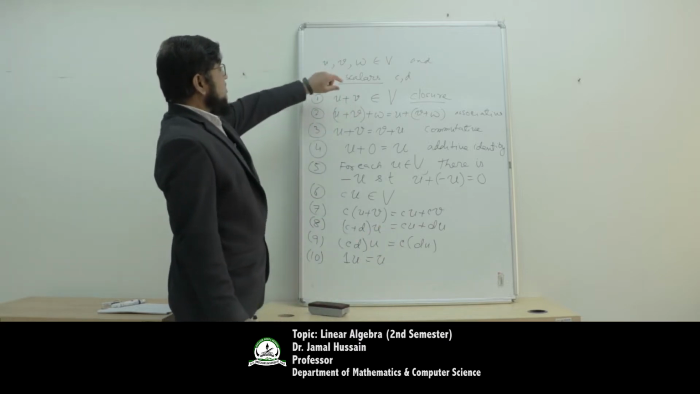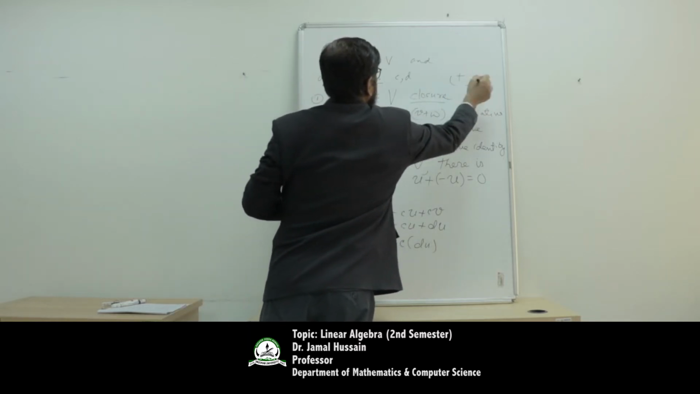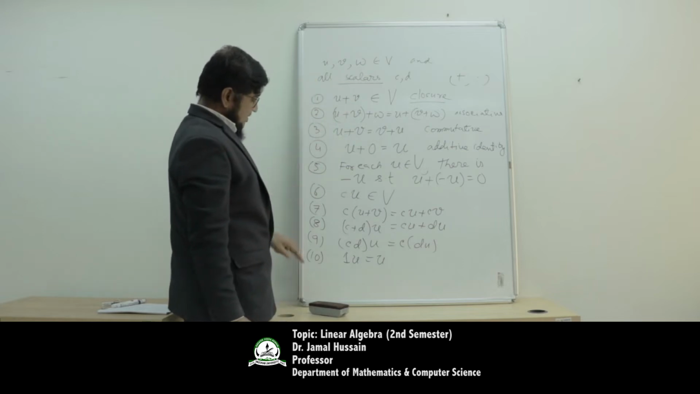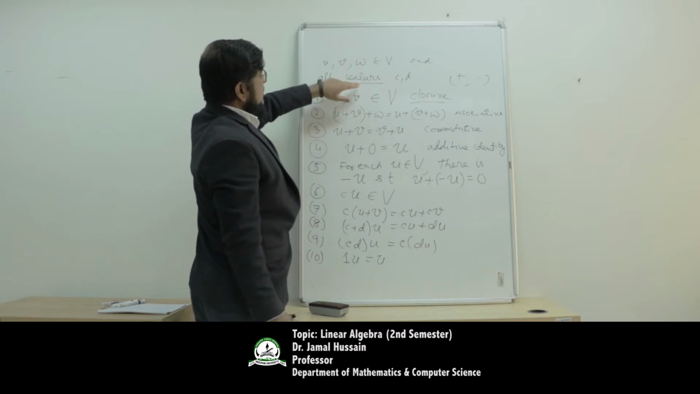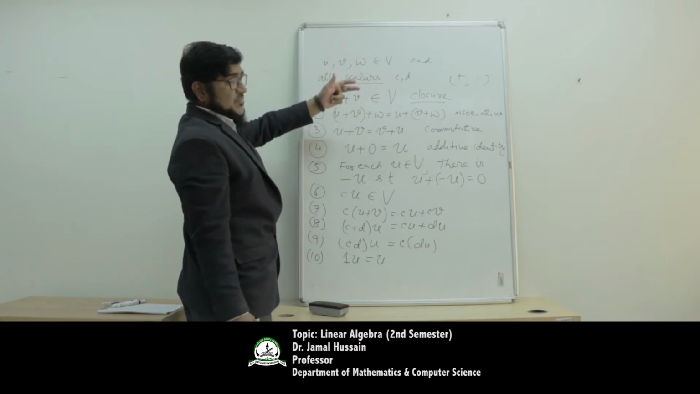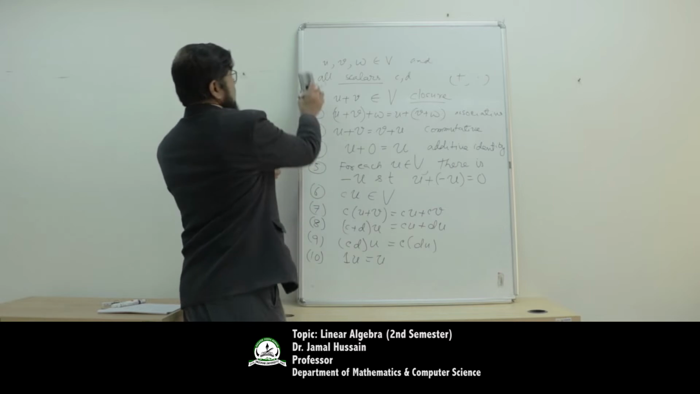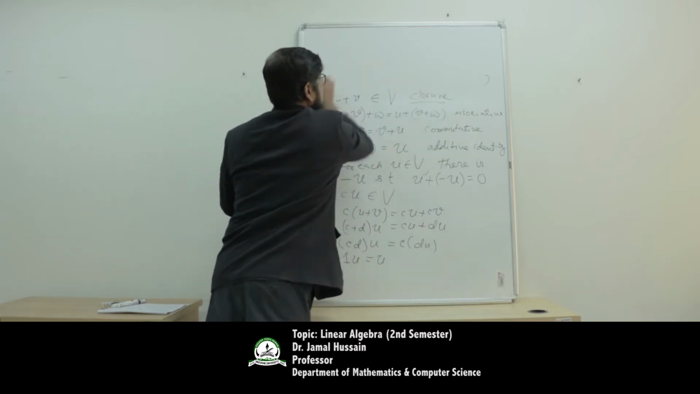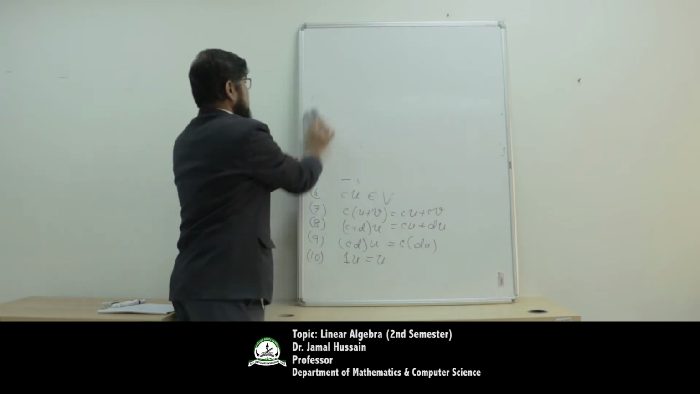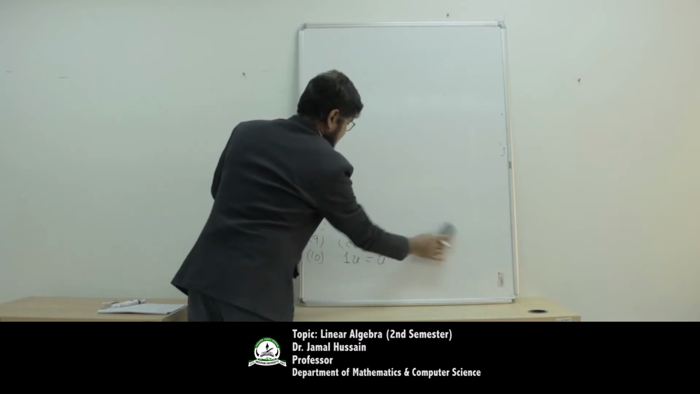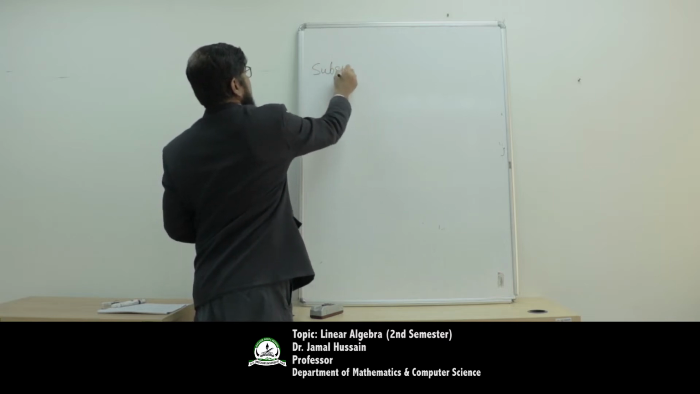So any non-empty set V, if it satisfies these 10 axioms under these 2 operations, then we say that the non-empty set is a vector space defined over the field of scalars. That field of scalars may be the real numbers or any other field of scalars. So we say it is a vector space. We have very short time, so let me move to another important term called subspace.